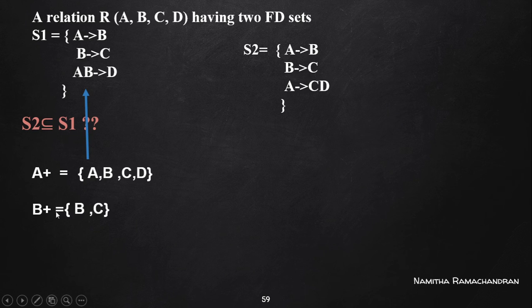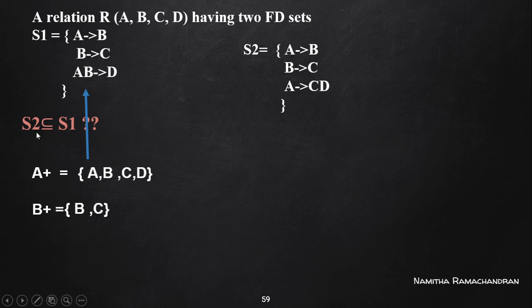Now the B closure: B is directly added to the closure set. Then this B can derive C, so C is also included here. Nothing more is possible, so we can stop here. The B closure contains B and C only. After deriving the closures of the subset's LHS parts, now we can go to the subset.